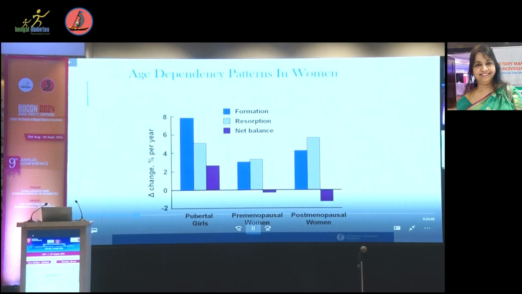And just to quickly show you what happens as an example in women: if you take pubertal girls, formation is more than resorption, so the net balance is good. When you take premenopausal women, resorption has already taken over a little bit, and so the net balance is already down a little bit. But in postmenopausal women, clearly the resorption is more, so the net balance is much lower.